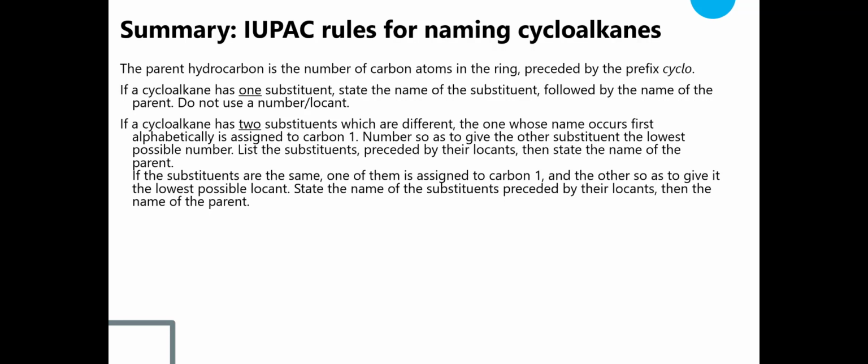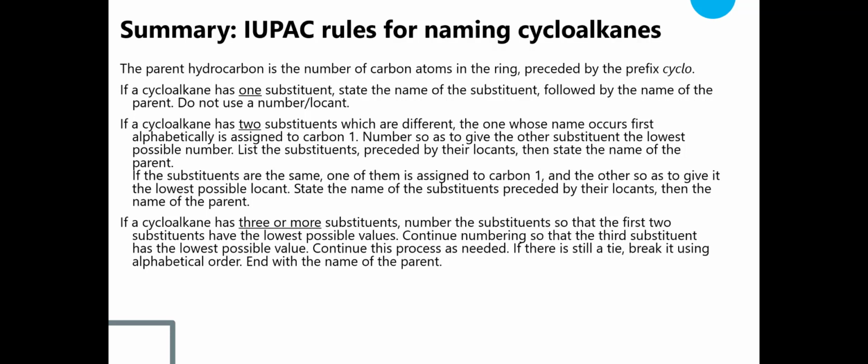If the cycloalkane has two substituents that are different, we want to give the one which occurs first alphabetically the number 1. And then we continue numbering so that the second substituent has the lowest possible number. List the substituents in the beginning of the name, preceded by their locants, and then state the name of the parent. On the other hand, if the substituents are the same, we assign one of them to carbon 1, and then number around the ring to give the other substituent the lowest possible number. Again, we state the name of the substituents at the beginning of the name, preceded by their locants, and then the name of the parent.